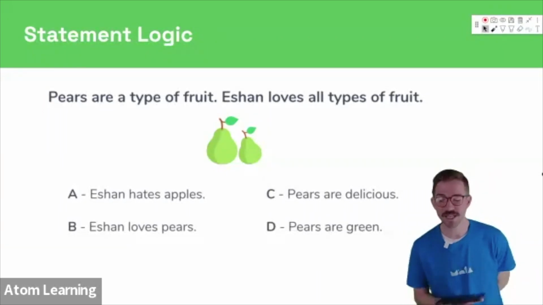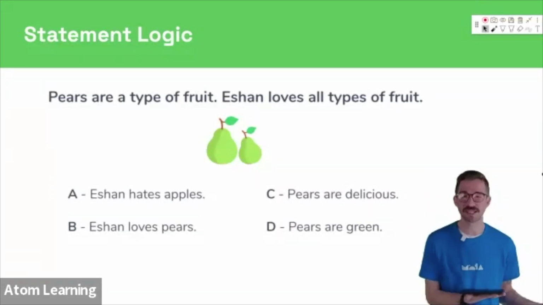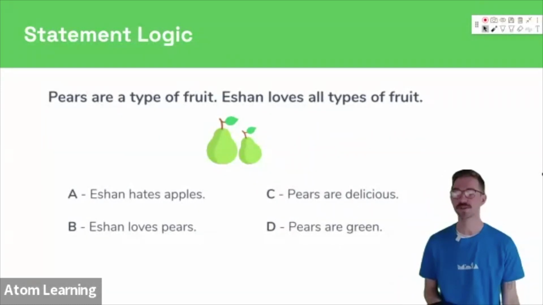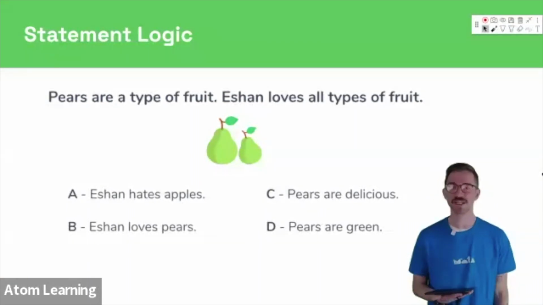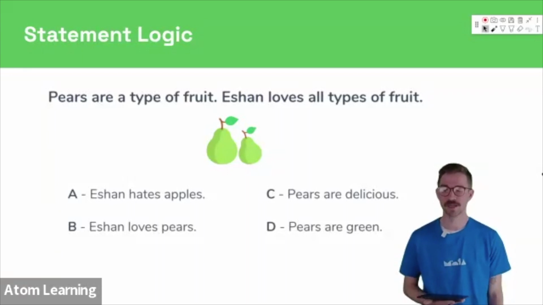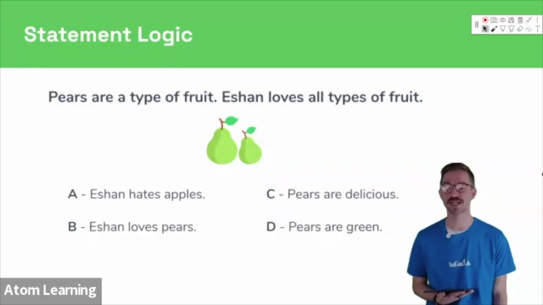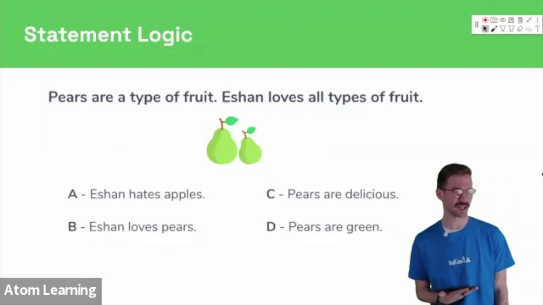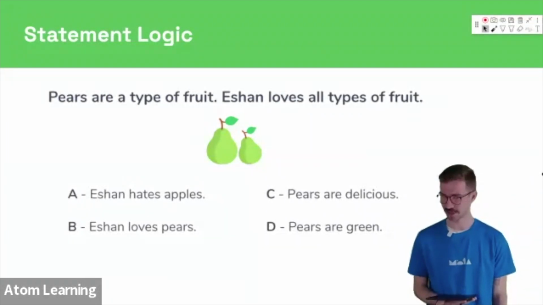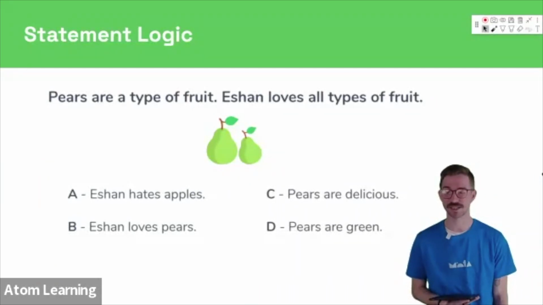All right, the skill here when we're doing these kinds of questions for 11 plus is to only use the information in front of us. So the information we're given here is that pears are a type of fruit, and Ashan loves all types of fruit. Therefore, what can we tell straightforward from this kind of information? A, Ashan hates apples. Well, that can't be true, right? Because Ashan loves all types of fruit, so surely not. B, Ashan loves pears. Interesting, we'll come back to that one.